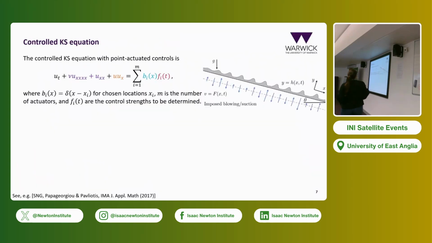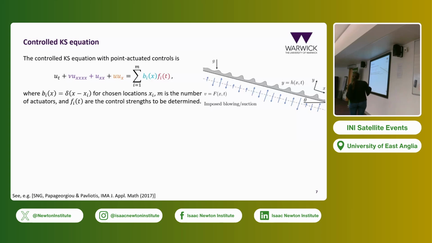So we are considering that we're going to apply controls on the plane. So the fluid is flowing above a plate, and we assume that we have some holes in there, a finite number of them, and from those holes we can pump fluid in or out of the system according to some rule that we can prescribe. So at the level of the Kuramoto-Sivashinsky equation, this looks like this. It's a very simple model, but the controls appear at the right-hand side.